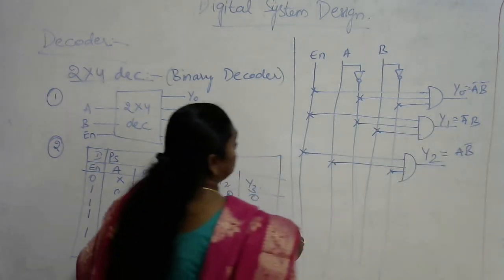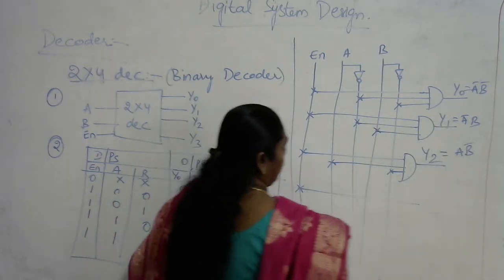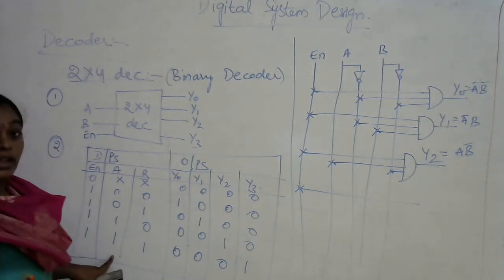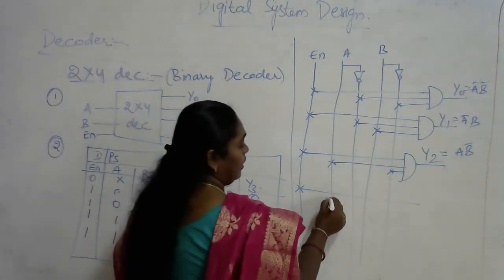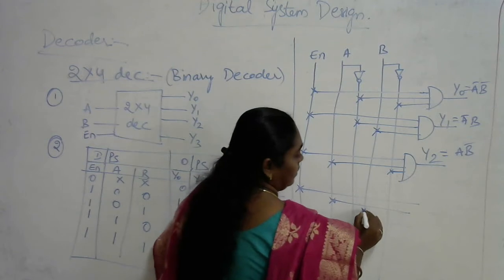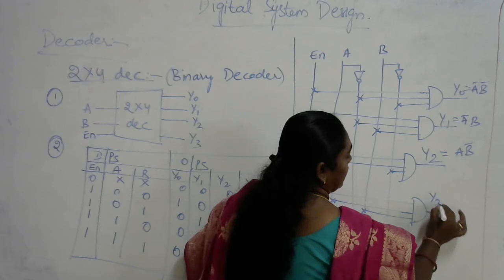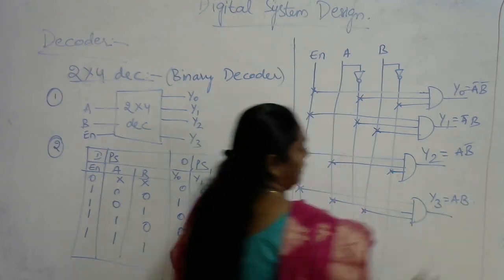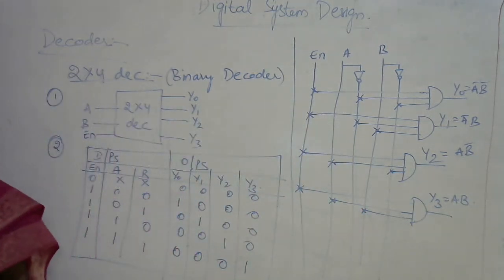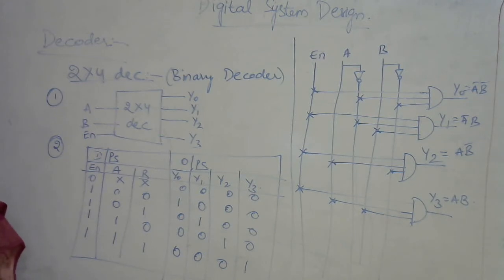And the last one, which is nothing but y3, by default the enable pin followed by A is 1, B is 1. So A and B, all these three should be connected towards this one, which is nothing but y3, which is equivalent to AB. This is how to draw the circuit diagram of a 2 by 4 decoder, which is also called a binary decoder. So this is all about a 2 by 4 decoder without using any IC.